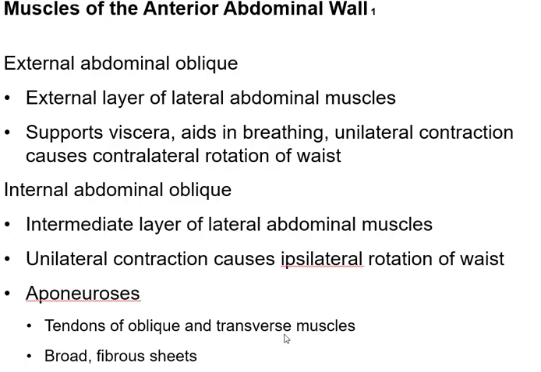The tendons of your oblique and your transverse muscles are going to be those great big flat sheets. So if you have one, it's an aponeurosis. And if you have several of them, it's aponeuroses. I said that wrong again. Aponeuroses.